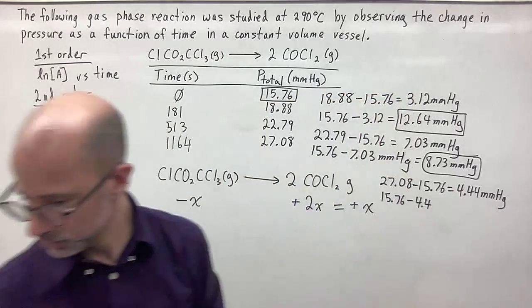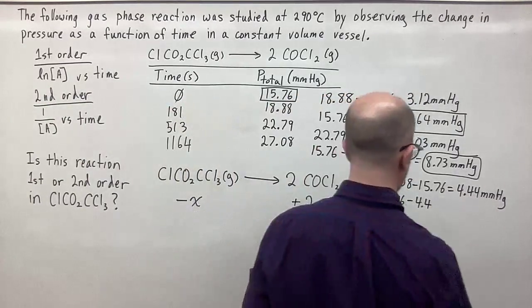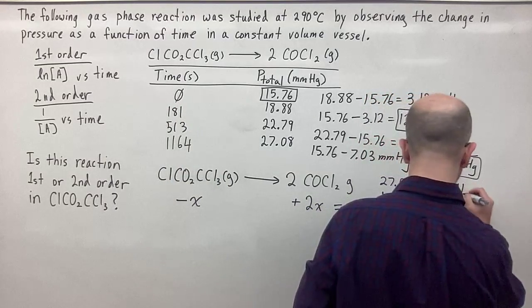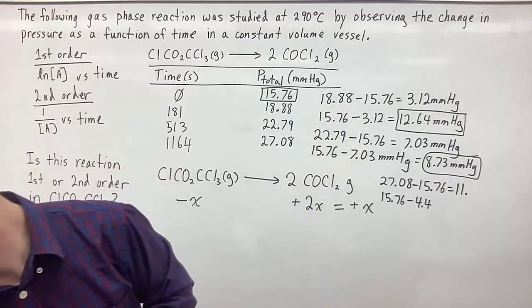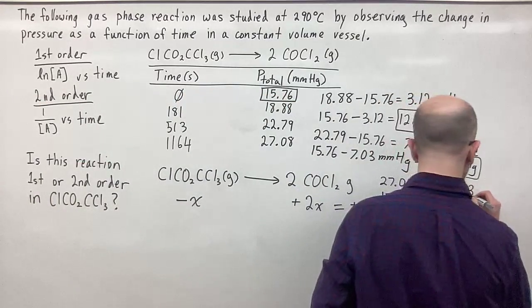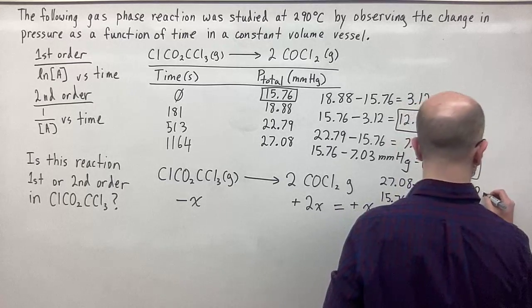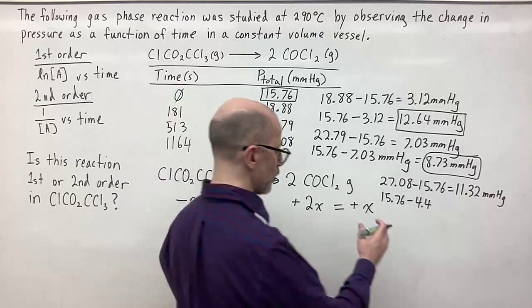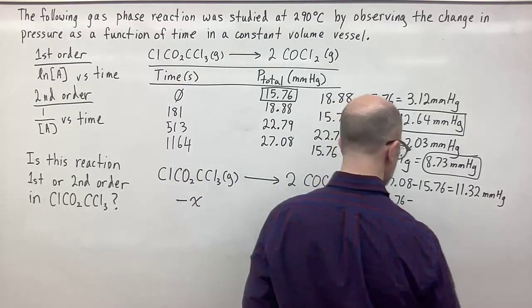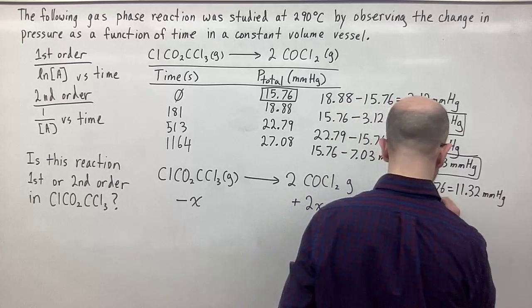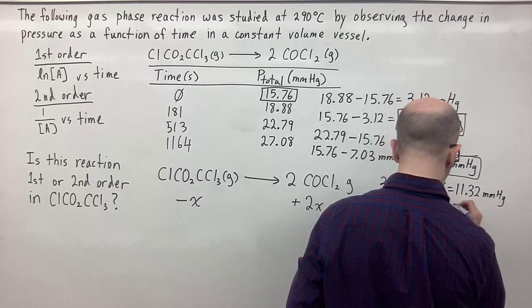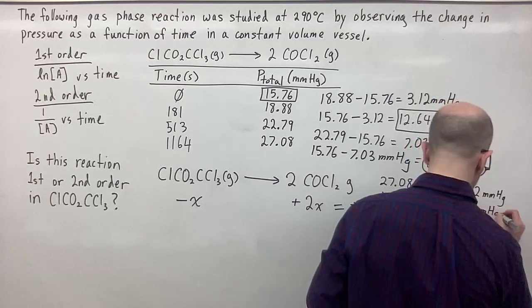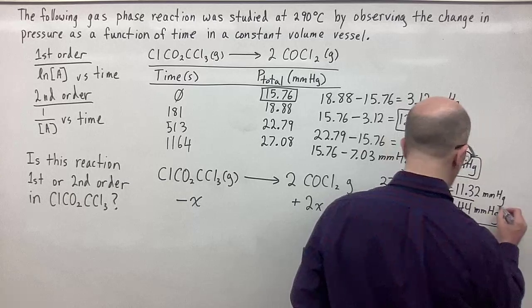Since that's the gain that I got in the total pressure, I'm going to subtract that from the original pressure that I had from the reactant. So 15.76 minus 11.32. Oops, wait, hold on a second. Sorry, I wrote down the wrong number. This is 11.32 millimeters of mercury. All right, so now I'm going to subtract 11.32, and I get 4.44 millimeters of mercury left of my reactant.